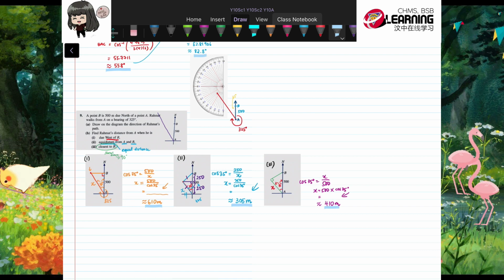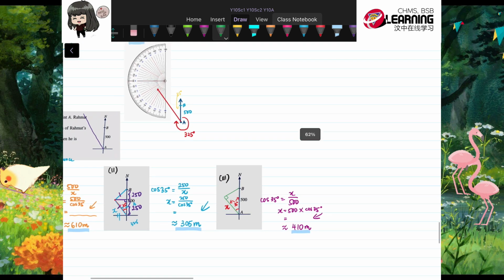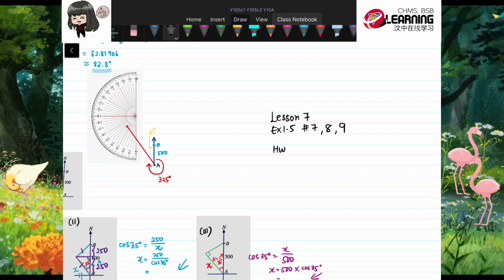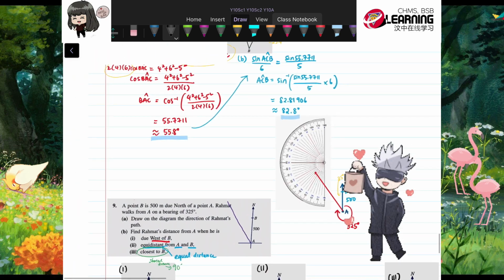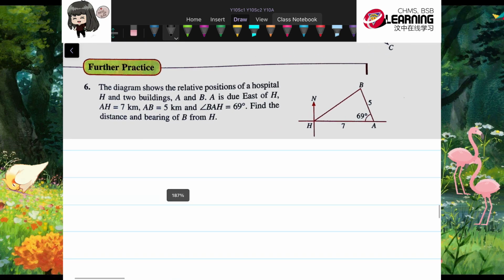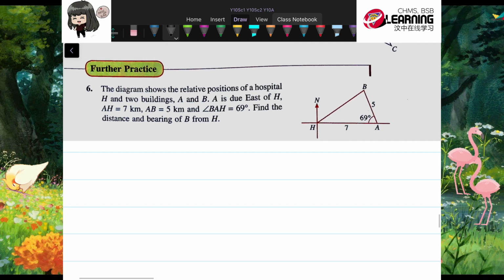Right, so today's lesson. Today's lesson 7, we have covered our discussion number 3 and 4, and we have done our exercise 1.5 number 7, 8, and 9. Your homework now is to do exercise 1.5, only one question, question 6. This is the question. In case you don't have the question, this is question number 6.